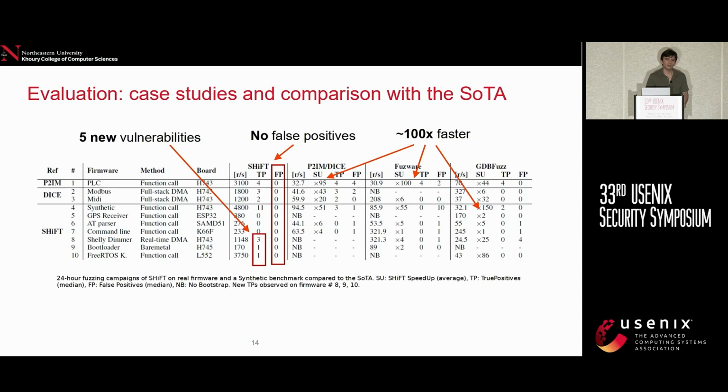Okay, now we compare our solution with the state of the art. In this case, we found 5 new vulnerabilities with no false positives. Our solution is even 100 times faster than emulation-based solutions, and also solutions that use the hardware to fuzz these devices. And the important part here, as you can see, is that we don't have false positives because of the instrumentation and because we are using the real hardware. We don't have any emulation here.